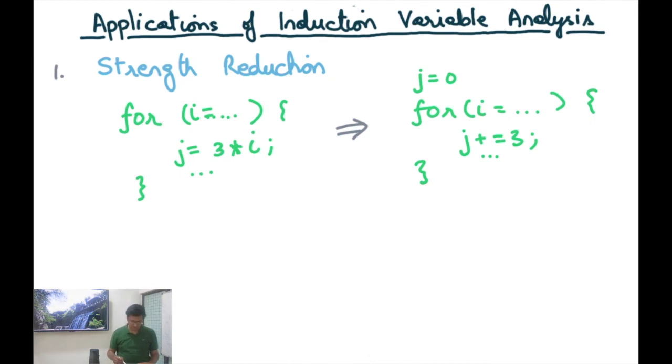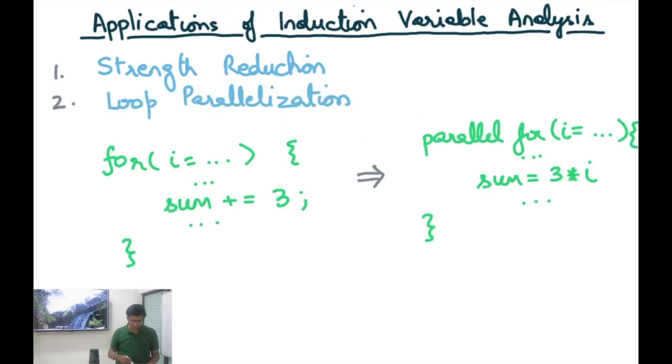Here are some applications of induction variable analysis. We have already seen strength reduction. If I was able to identify that j equals 3 into I, where I is the loop count, then I can replace multiplication with addition. Also, we can do the inverse.